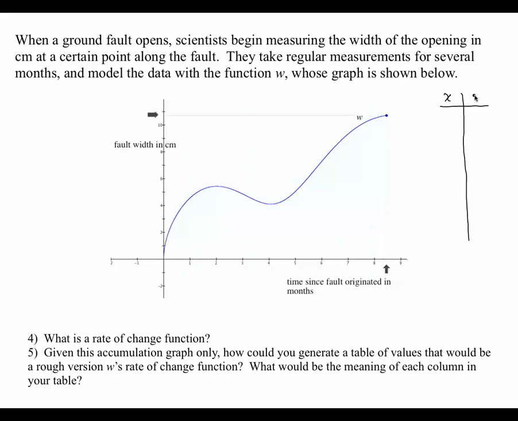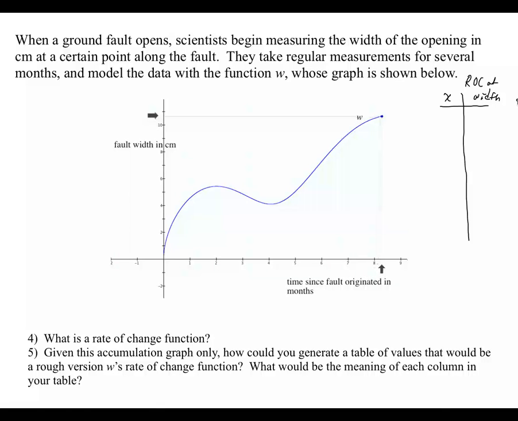Okay, so we know it's going to be the rate of change of width. Our accumulation function's input is time since the fault originated, and its output is the width, the quantity, the amount. If we develop a rate of change function, the input will again be time since the fault originated, and now the output will be how fast that fault width is changing, the rate of change of fault width at that moment with respect to time.